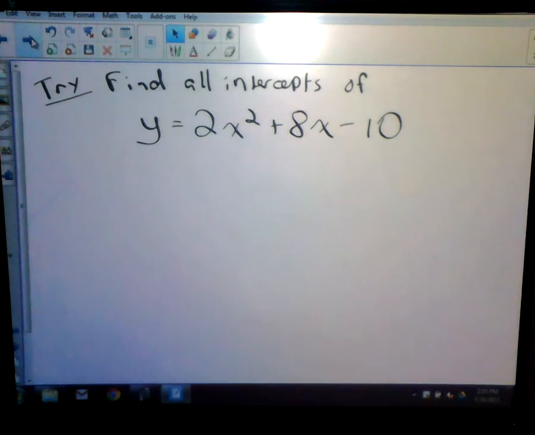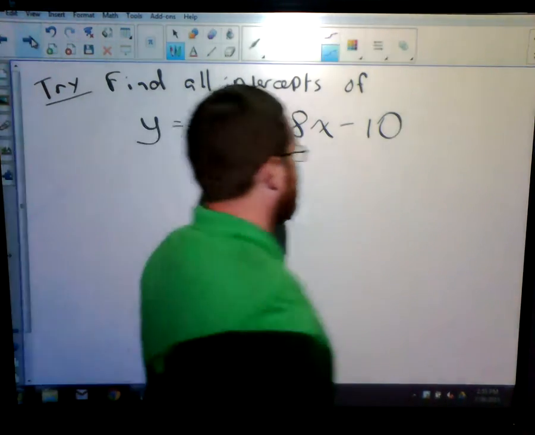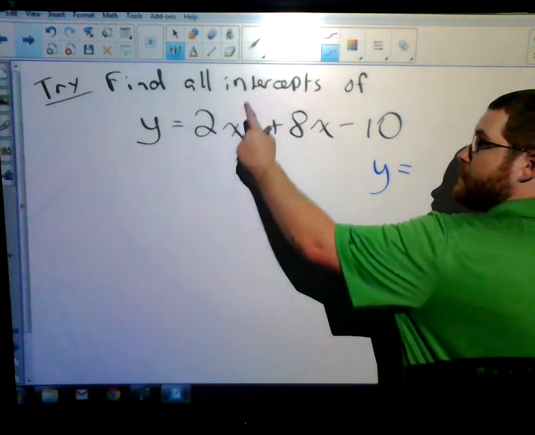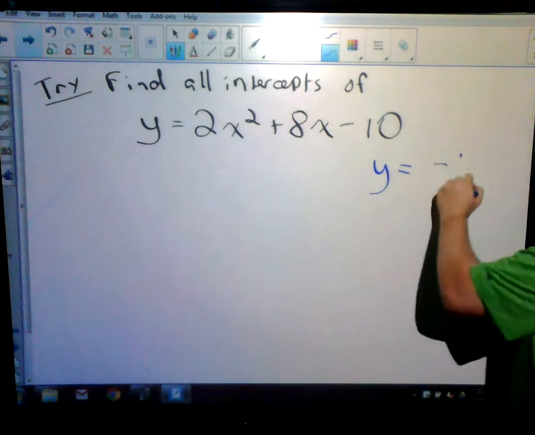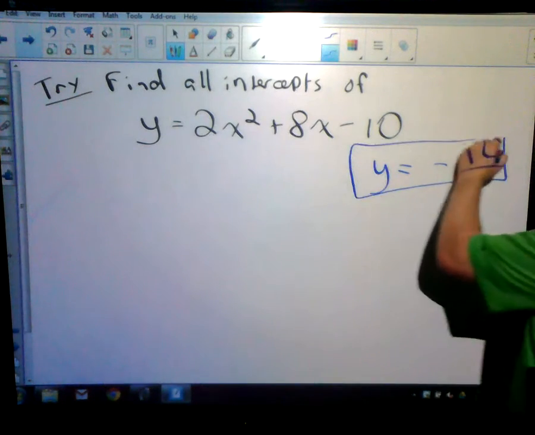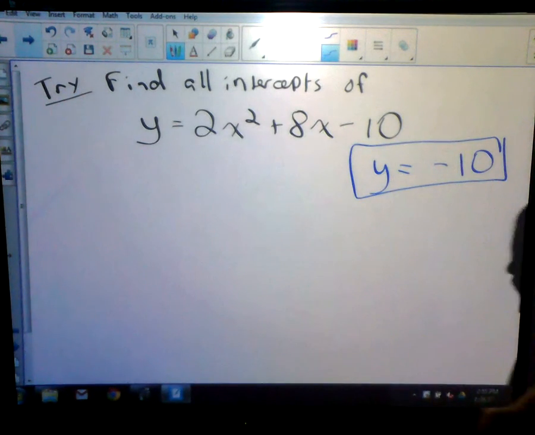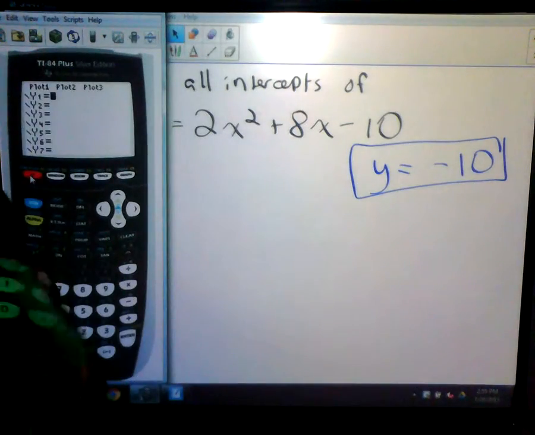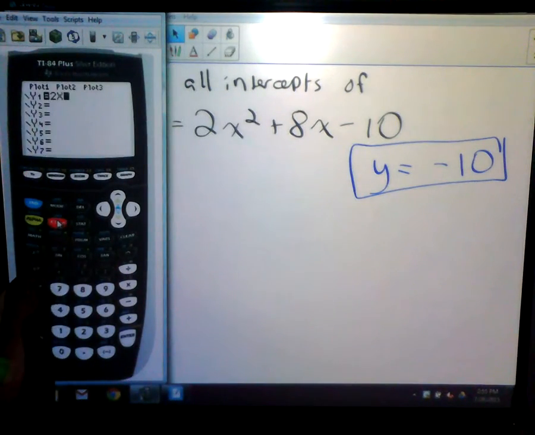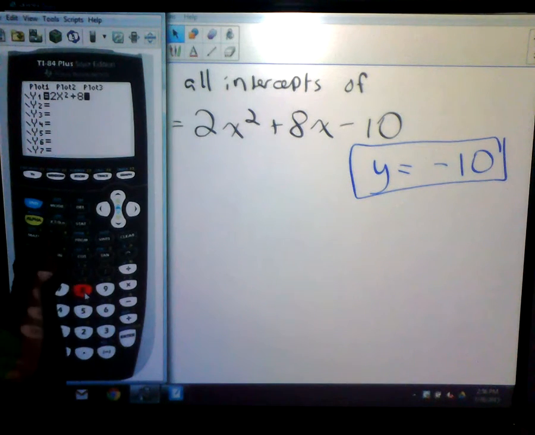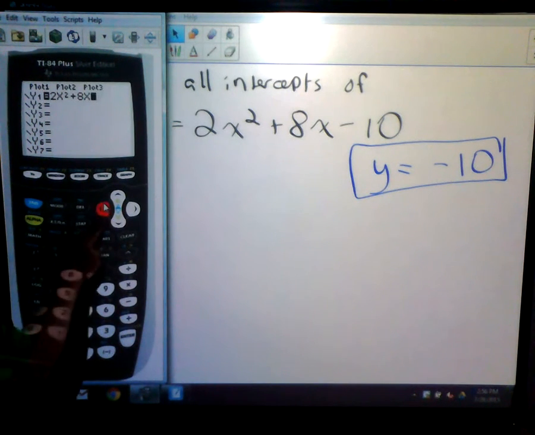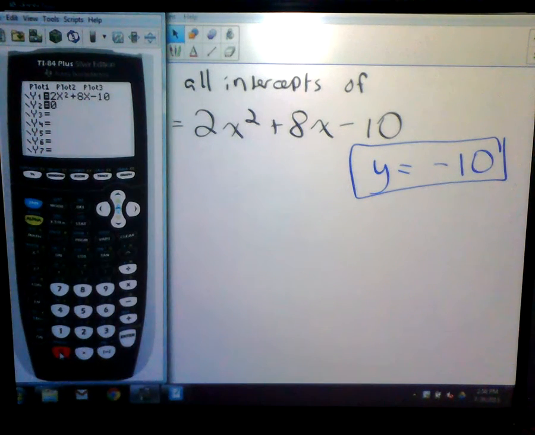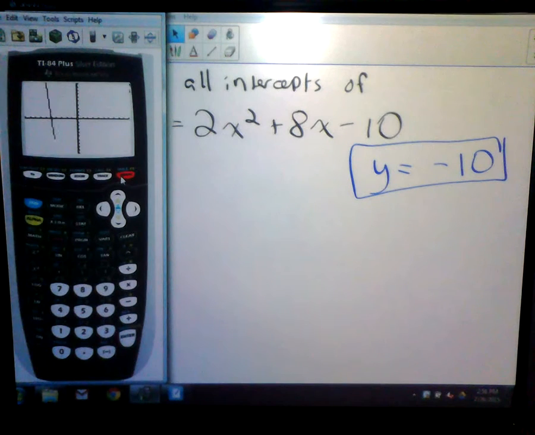Let's find all the intercepts. Well, let's do the y-intercept first because it's the easiest. The y-intercept means plug in 0 for x. 0 plus 0 minus 10 is negative 10. That one's easy. Now to find the x-intercepts, we'll do what we just said to do. Go to y equals. Plug in our parabola, 2x squared plus 8x plus 10, minus 10, and 0 for y2.